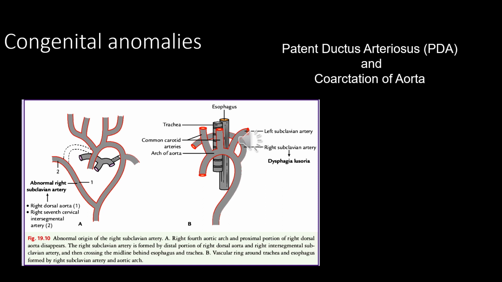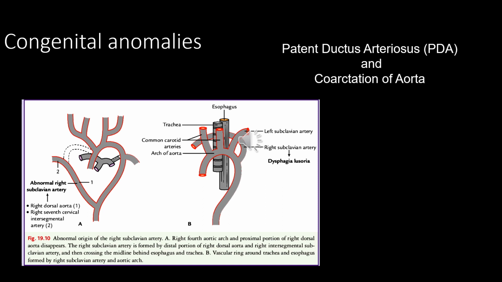If you remember the three branches of the arch of aorta in adults, starting from right to left, is the brachiocephalic trunk, then left common carotid and left subclavian. And in anomalous conditions, there is another subclavian artery close to the left subclavian artery, and then it will turn to the right side behind the esophagus.